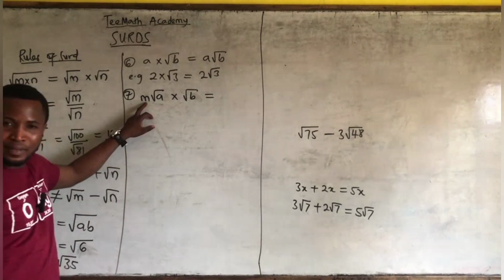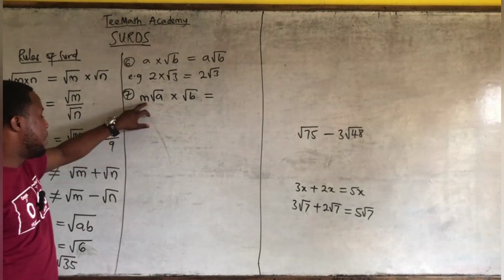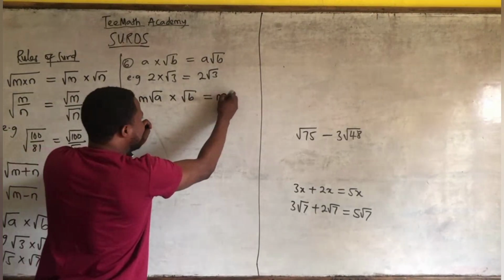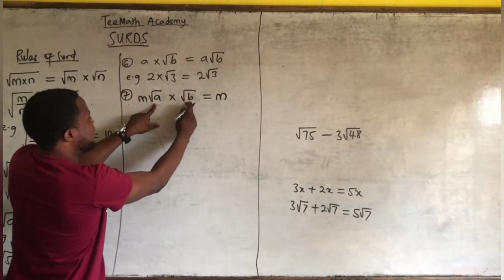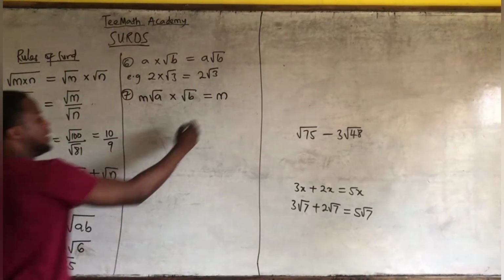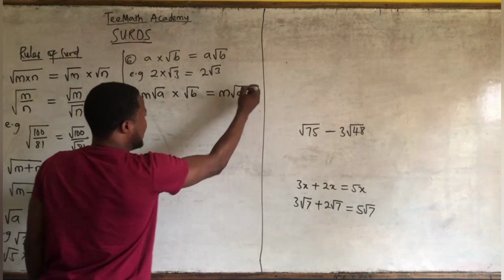Now, there is M. There's an attachment of M to this one. Now, mind you, M does not have anything. So, first of all, M will be outside. Then root A times root B. The root can now combine because of the multiplication law here. That gives me root AB.